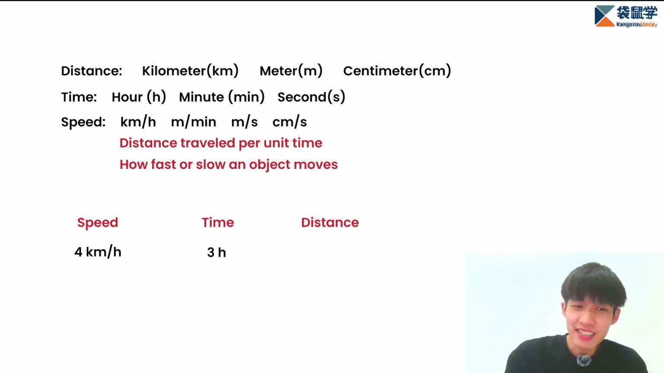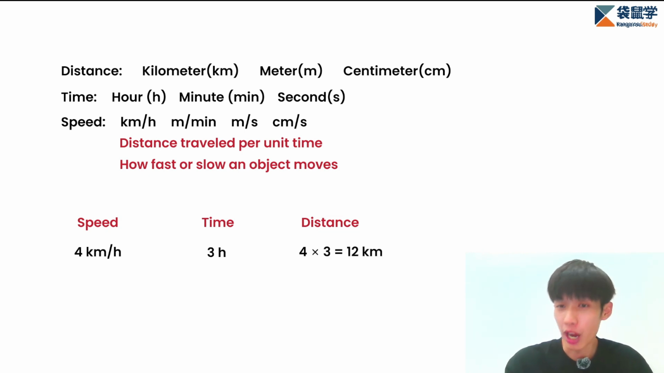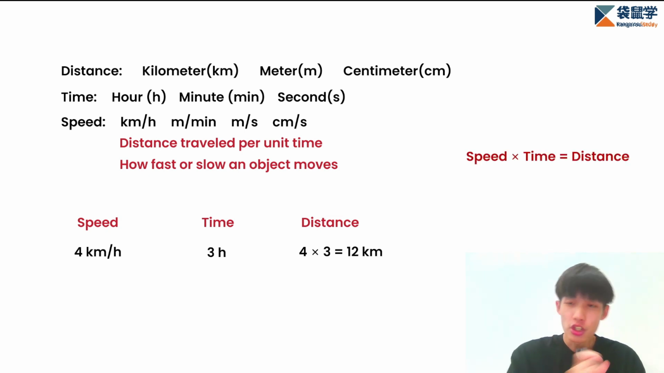We can understand this in another way: the speed tells us that every hour he will move 4 kilometers. Every hour 4 kilometers, so during the 3 hours, how much distance? 4 times 3, we get 12 kilometers. So speed does what to time to give us distance? Yes, we get this equation: speed times time gives us distance.